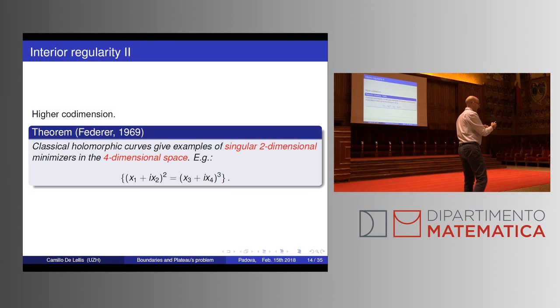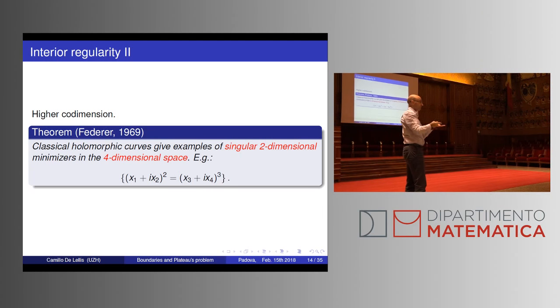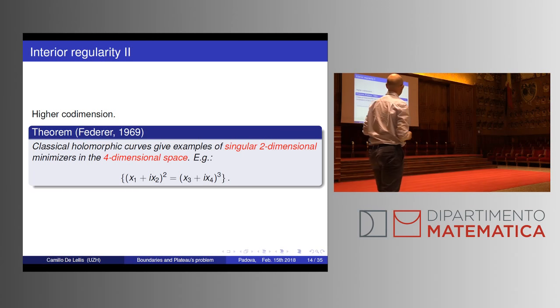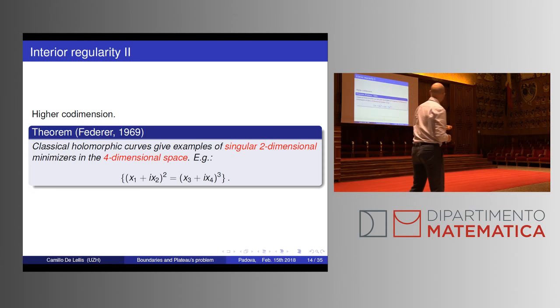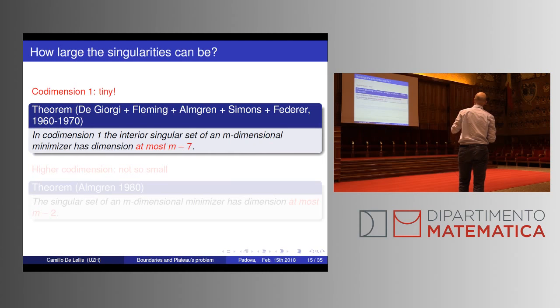So if you write the equation for the real part and the equation for the imaginary part, you actually get 2 equations. And 2 equations in 4 unknowns gives you 2 degrees of freedom. This should be a 2-dimensional surface in the 4-dimensional space. And it has, again, a singularity at the origin. Okay? Now, this is very nice, but of course, although the singularities exist, they are very small.